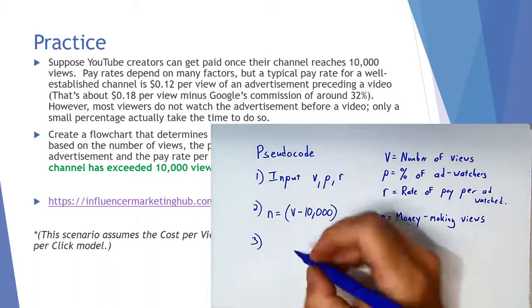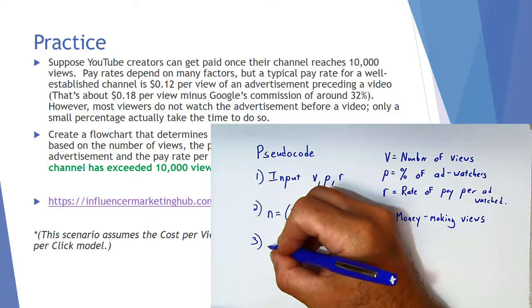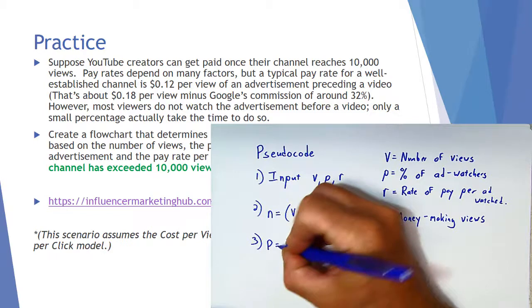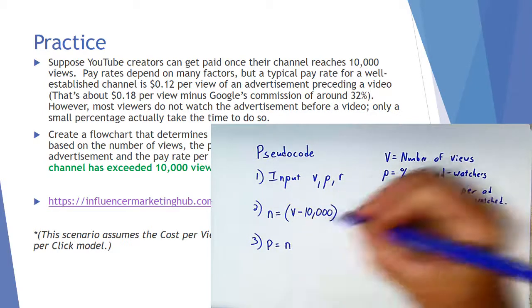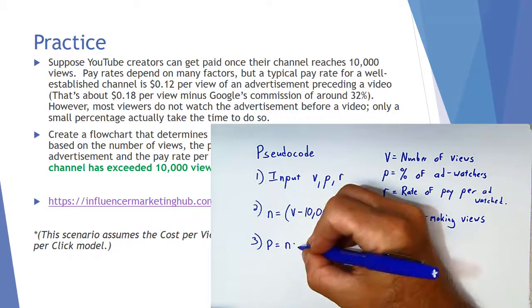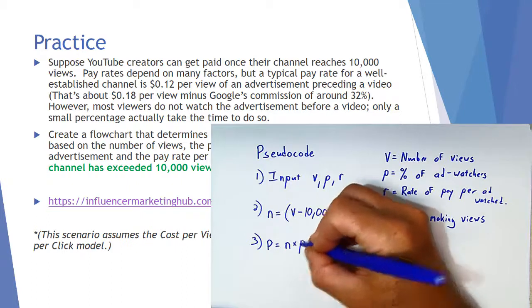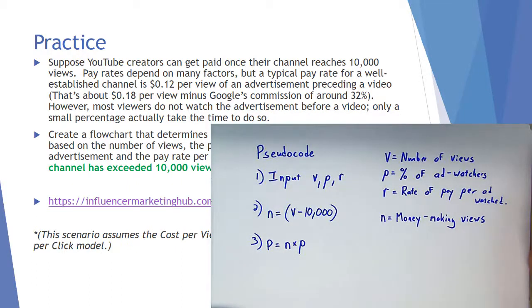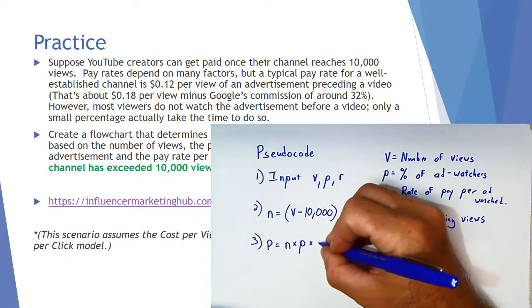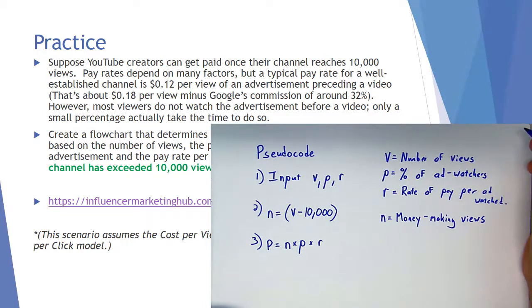Now that we have the number of money-making views, we have to keep in mind that not all those people are going to watch the ad. So the amount of pay we're actually going to get is the number of money-making views times the percentage of people who will actually watch the ad, because those are the ones who actually earn money for us, times whatever their pay rate is per video.